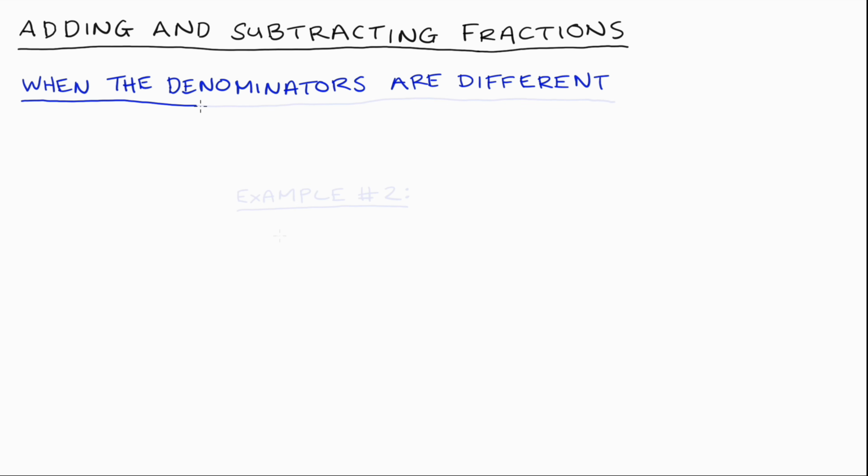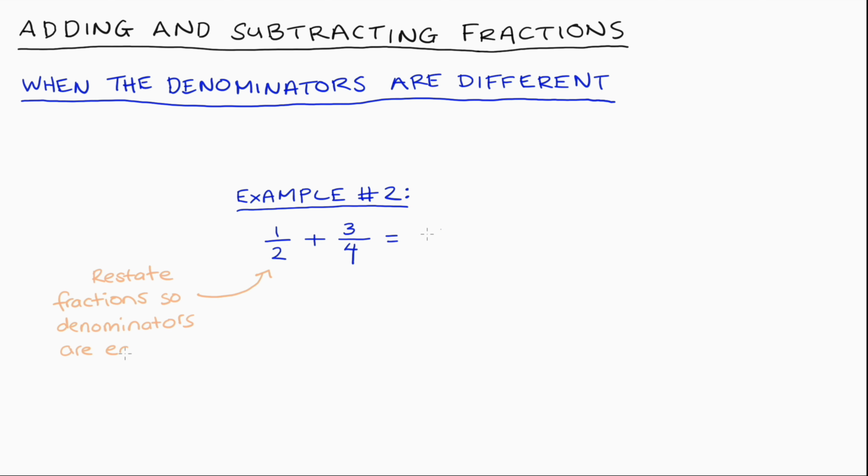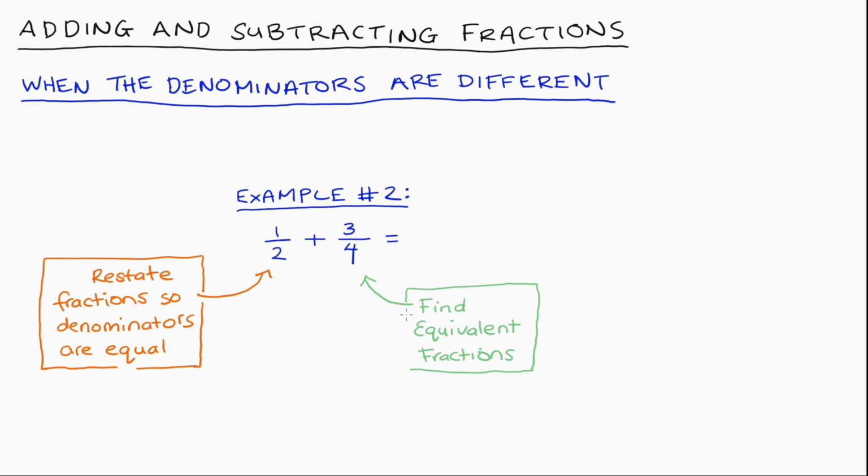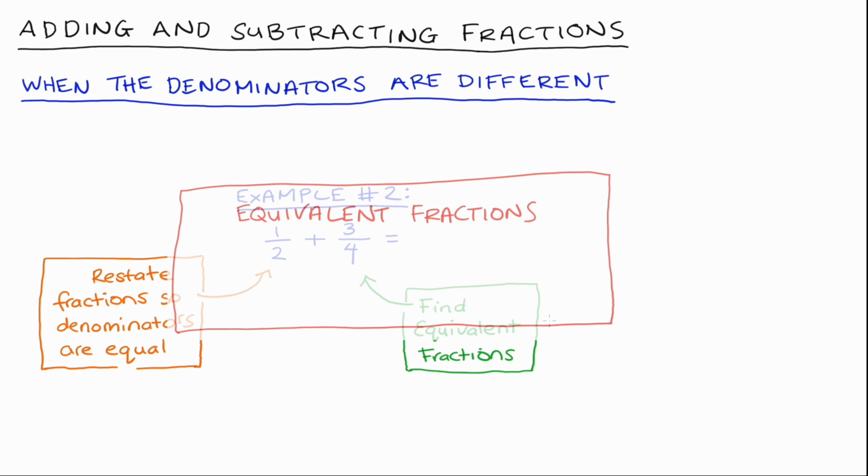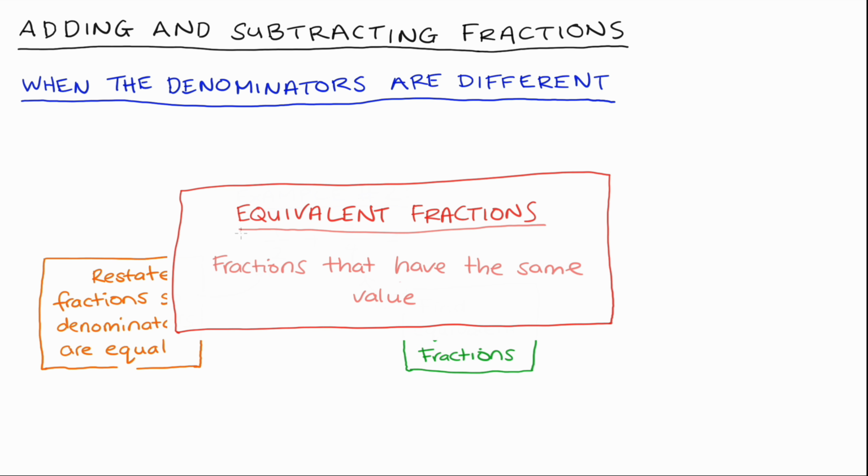Let's think about a second example. What if we had 1/2 plus 3/4? And really the trick here is that we're going to restate our fractions in our sum or in our subtraction in such a way that their denominators are equal to one another. And we do this by transforming either or both or all of our fractions into what we call an equivalent fraction. Now, equivalent fractions are fractions that have the same value as one another.